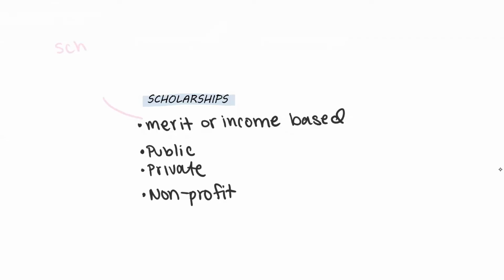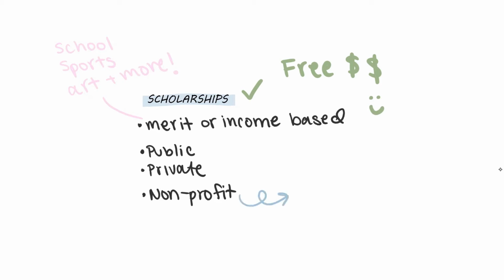Alright, and moving on to scholarships. These can be merit or income-based, and what merit means is basically you are awarded on some sort of skill or ability, and that could be academic, athletic, or maybe an artistic ability. And income-based basically just means that your scholarship is based off of your family's income, and similar to grants, you don't have to pay back this money at any time. So you should also accept scholarships if those show up in your financial aid package. And again, these can be funded by public or private institutions, as well as nonprofit sources.